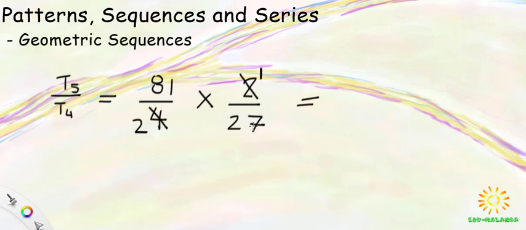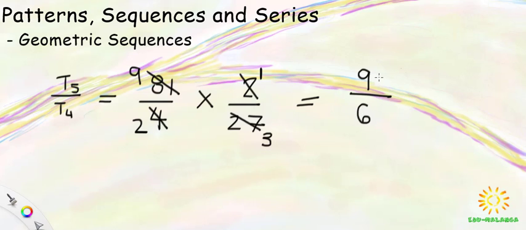And again, 27 and 81 are both multiples of the number 9. So we can simplify. 9 goes into 27 3 times. So this can become 3. And 9 goes into 81 9 times. And this one can become 9. So we've simplified our expression. We'll then have 9 times 1 is equal to 9 over 2 times 3 over 6.